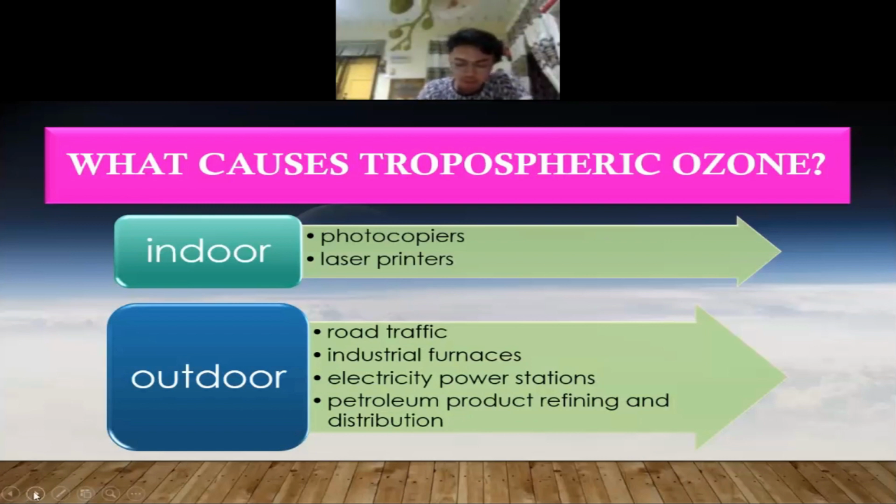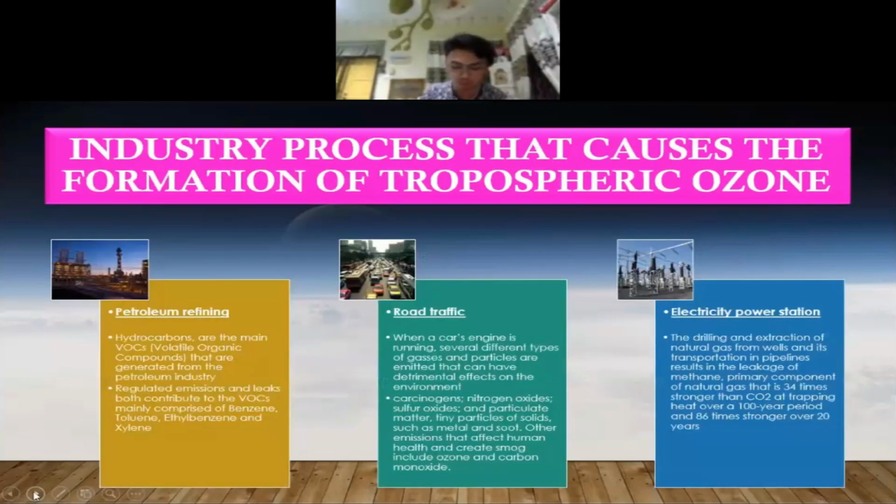So, what causes the tropospheric ozone? There are two ways, which is the indoor and the outdoor activities. The indoor activities are photocopies and laser printers, while outdoor activities are like road traffic, industrial furnaces, electricity power stations, and petroleum product refining and distribution.